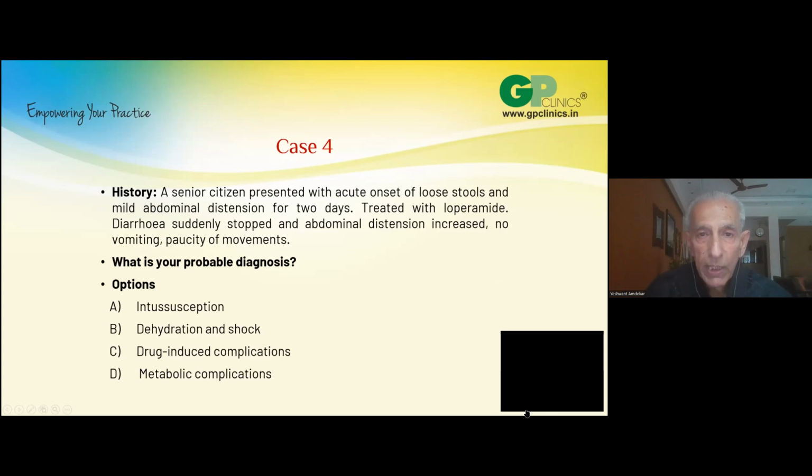Okay, look at the story. Mild diarrhea, okay. Loperamide controlled the diarrhea, okay. And abdominal distension got worse. Your options are: he has developed intussusception, he has become dehydrated and is in shock, he has a drug-induced complication, or he has a metabolic complication. Your time starts now.